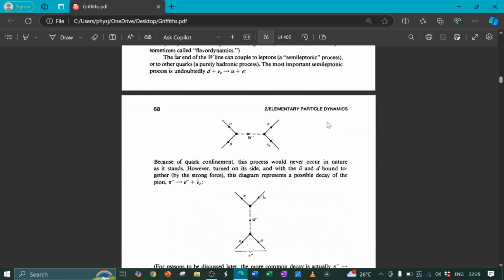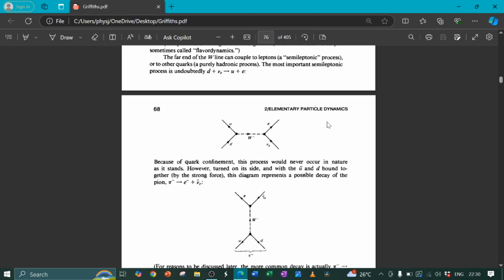The far end of the W line can couple two leptons, a semi-leptonic process, or two other quarks, a purely hadronic process. The most important semi-leptonic process is undoubtedly down quark plus electron neutrino goes to up quark plus electron. Because of quark confinement, this process would never occur in nature as it stands. However, turned on its side and with the u-bar and d bound together by the strong force, this diagram represents a possible decay of the pion.